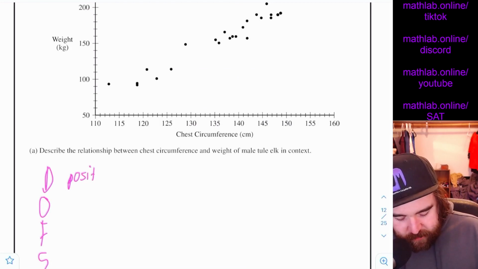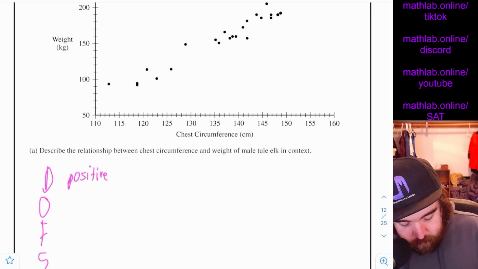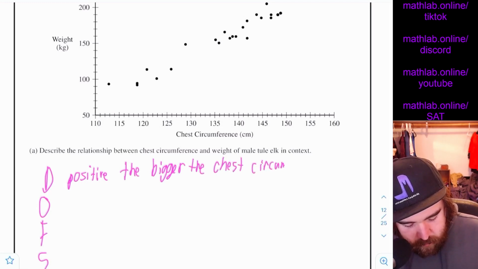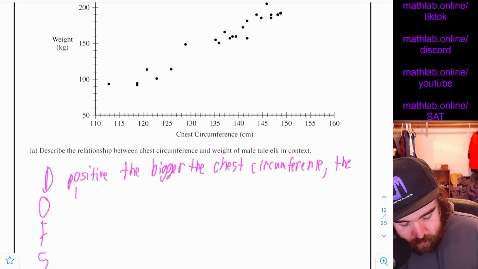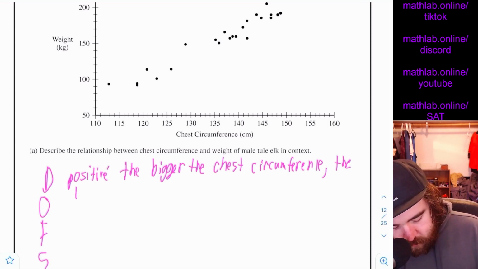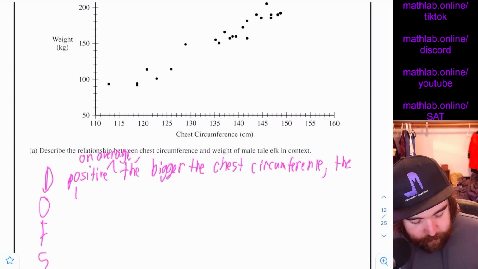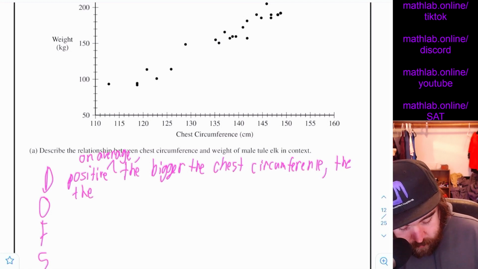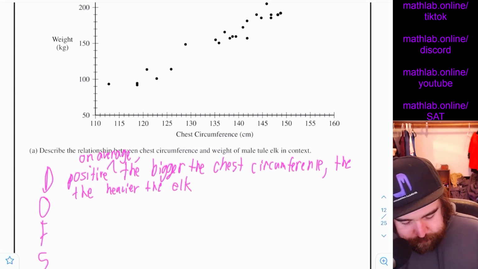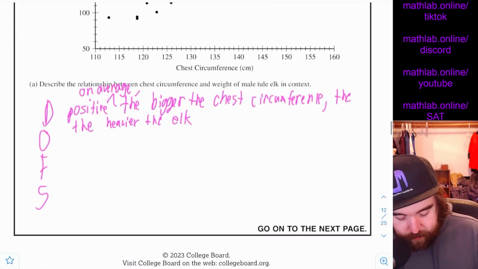Well, we'll throw our context in here as well. So we'll say the bigger the chest circumference, throw in a little on average because you gotta. The bigger chest circumference, the heavier the elk. Or should I say the male tall elk?